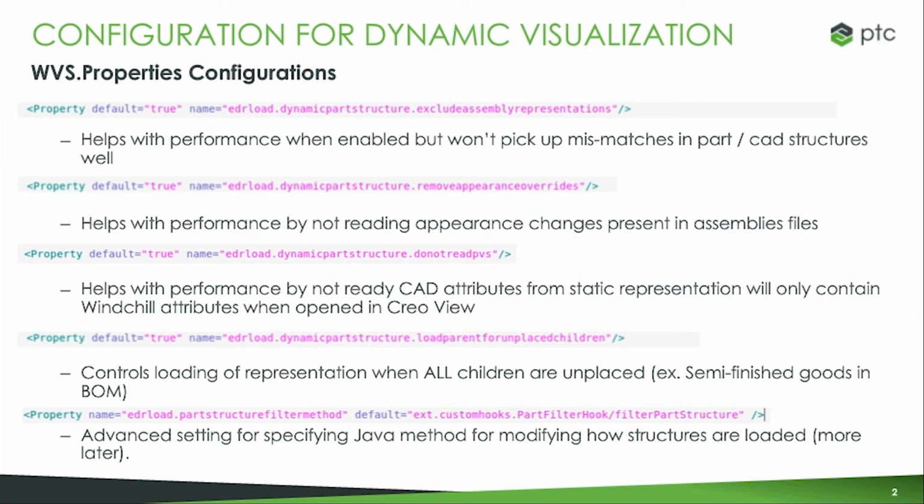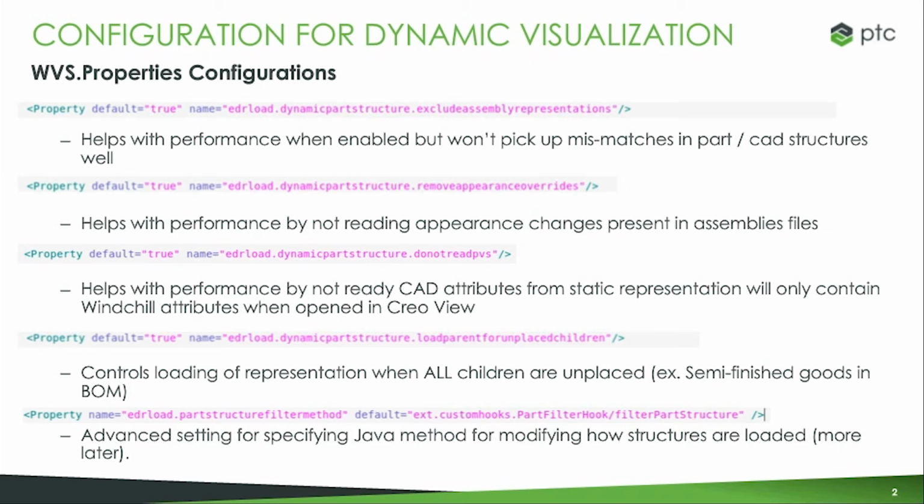The last two here are more around configuring the actual visualization content. Load parent for unplaced children is in the content that we have unplaced children that I talked about a moment ago. If a part has only unplaced children, then by default the system would consider that an assembly and not try and load the geometry. But if its children are all unplaced, it means that in CAD's definition this is actually a leaf level part. Therefore, you need to go ahead and load the representation from the part, or the leaf level part in CAD terminology, not the leaf level from the part structure.